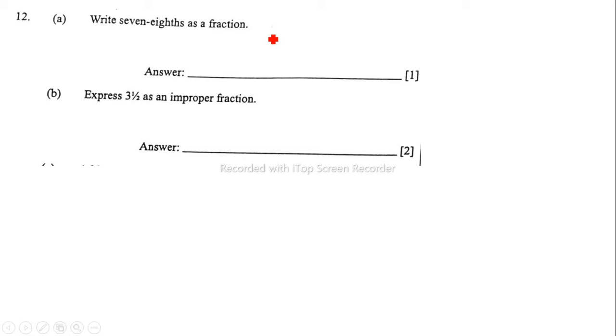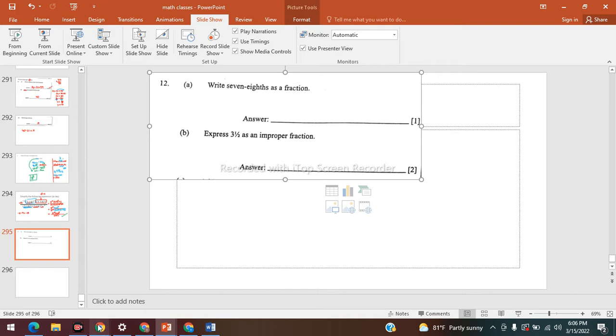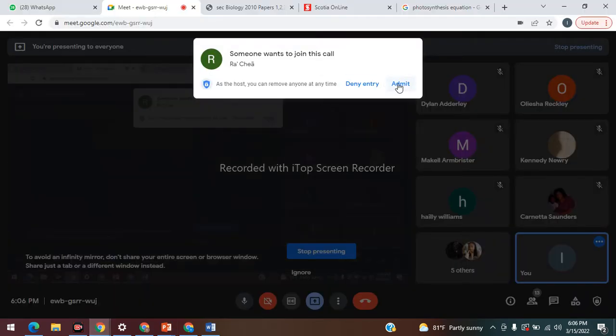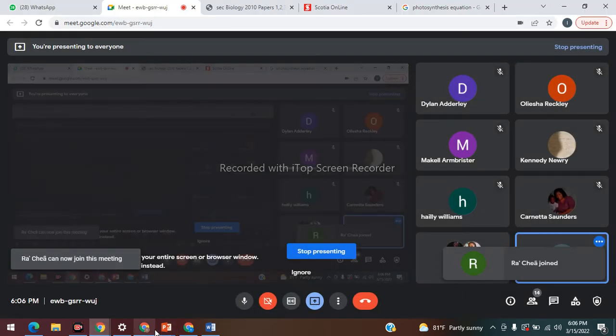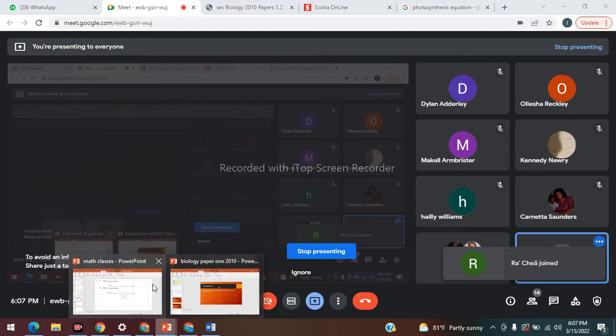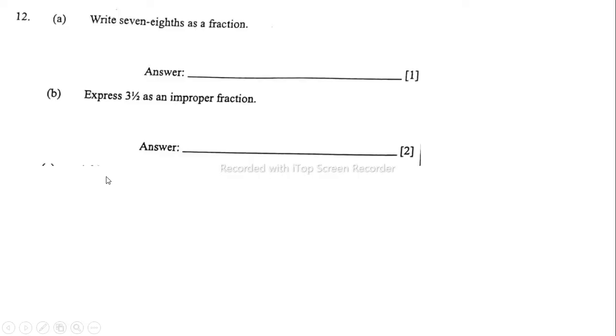No one knows? Or you're shy tonight? Again, what is 7/8 as a fraction? Seven eighths. Let's go, people. 7/8. 7 over 8. Very good. So 7/8 written as a fraction is simply 7/8.